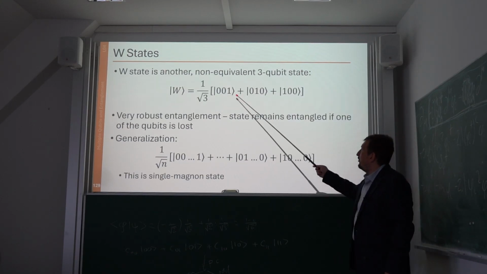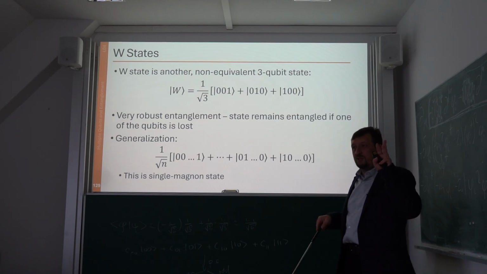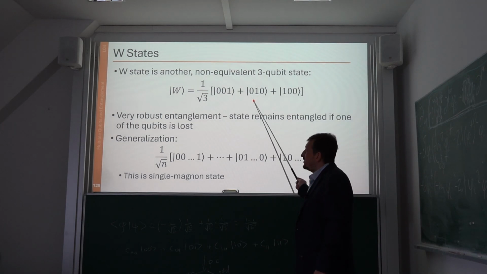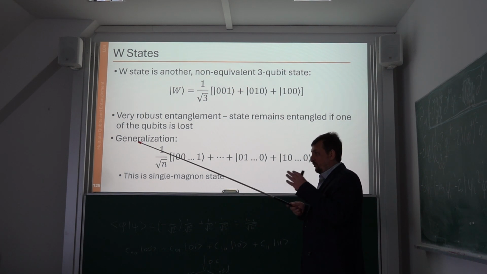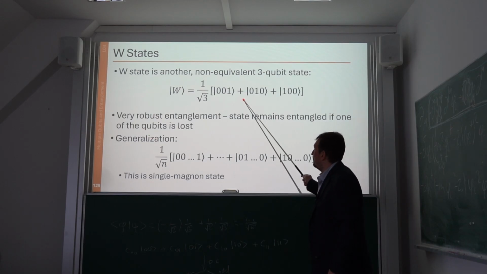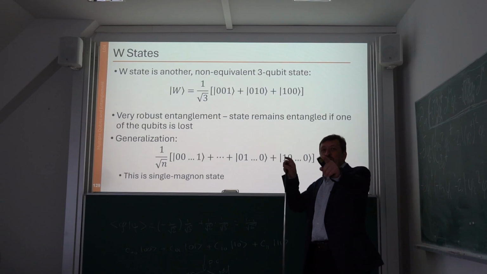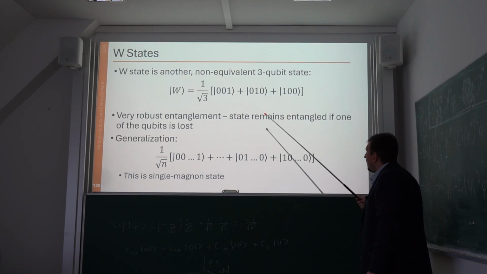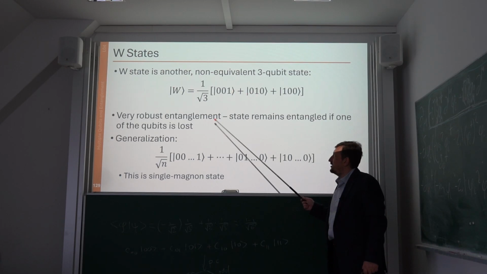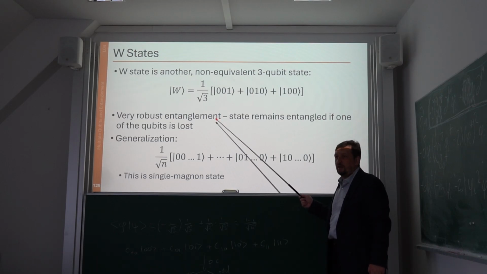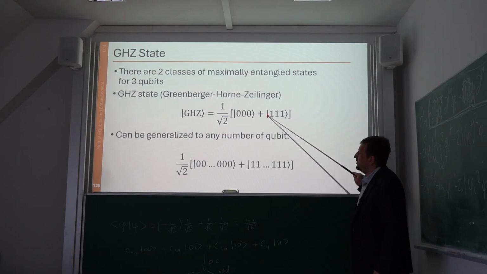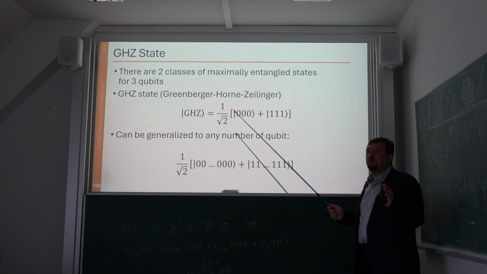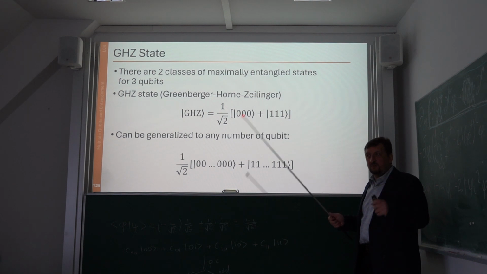Another example is the W state. It's an entangled state of 3 qubits, and you cannot transform it into a GHZ state using any local transformation. So these are different classes of entanglement. What is interesting about the W state is that it is very robust against loss of a qubit. If you consider the GHZ state and 1 qubit is lost, the entanglement between the other 2 will also be lost. So it's an all-or-nothing system.